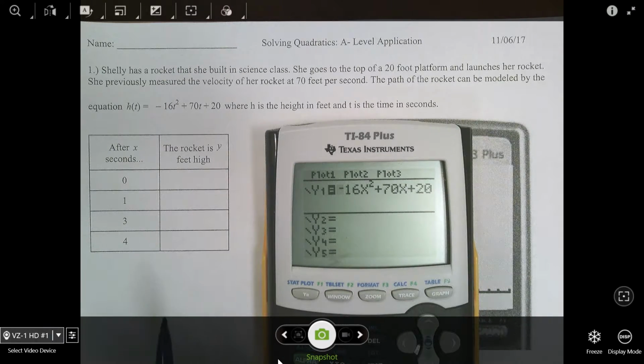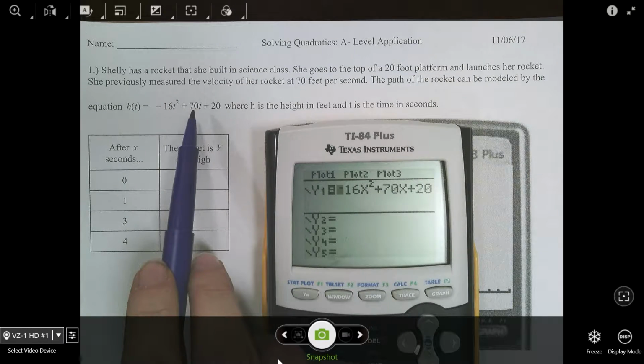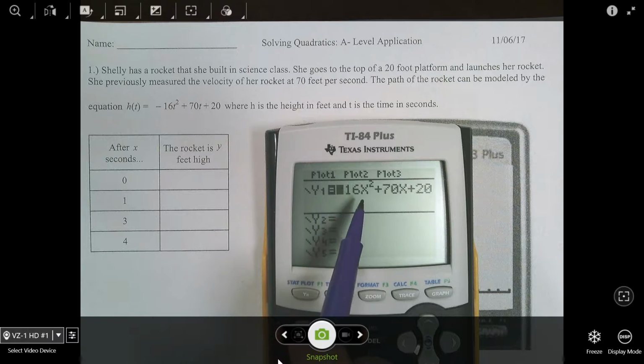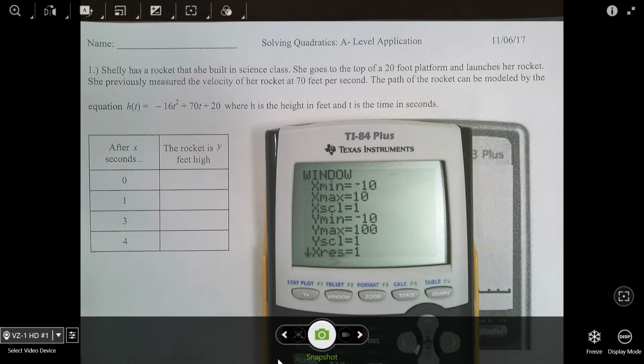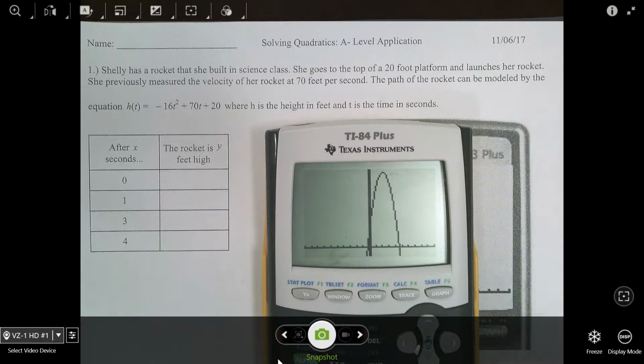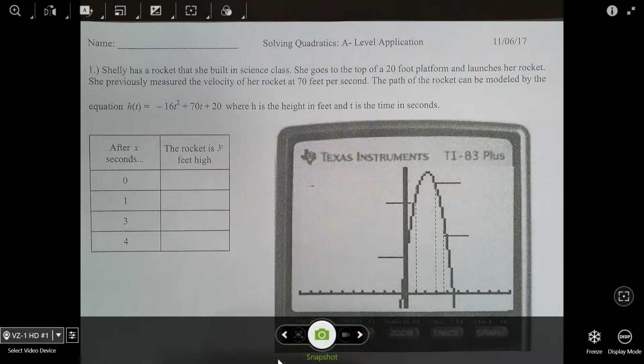So here's my equation. As you remember, anytime we see that t value that stands for time, we're actually going to use x. So that's our independent variable. My window, I changed slightly. If you want yours to look like mine, I made my y max 100. And this is what my graph looks like. This is also what the screenshot looks like on the paper.